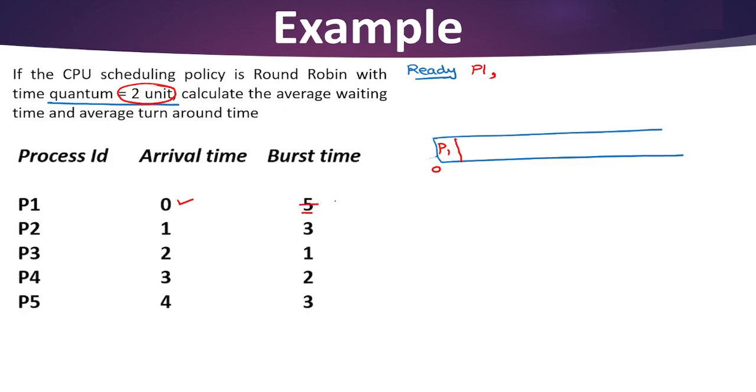That means for 2 units only, from 0 to 2, process P1 is running. Okay, so here we have process P1 that is running from 0 to 2, but it wants CPU for 5 seconds. So 5 minus 2 is 3. That means 3 units are left.